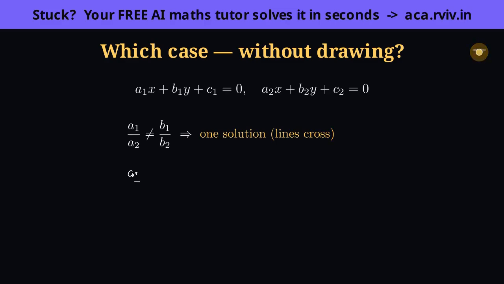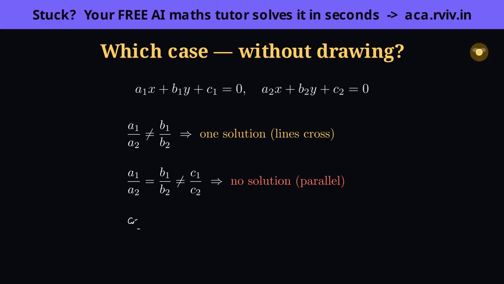Second case, now the A ratio and the B ratio are equal, but the C ratio is different. Equal A and B ratios mean the slopes match, the lines are parallel. But the C's, which fix the height, are out of step, so the two parallel lines sit at different heights. Parallel and separated means they never meet, no solution. See how each condition is just the geometry translated into arithmetic.